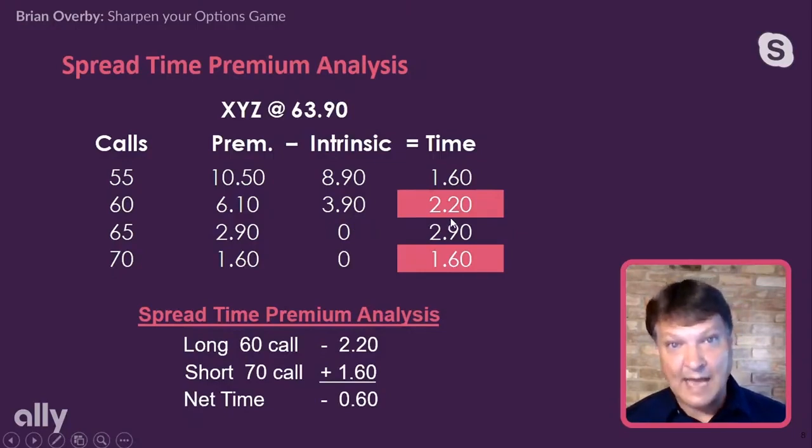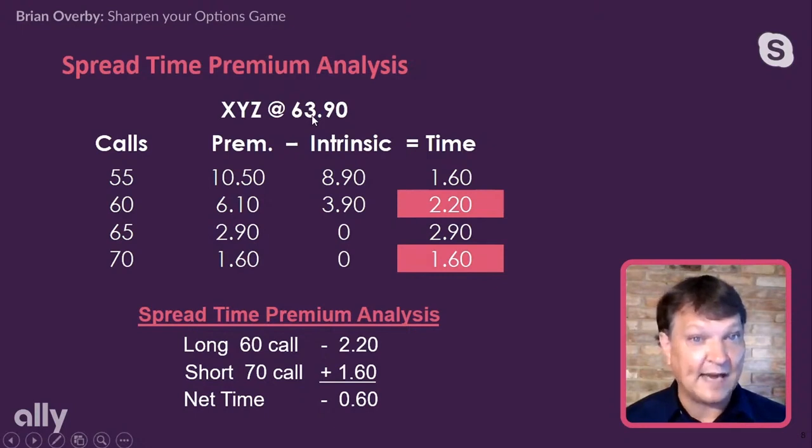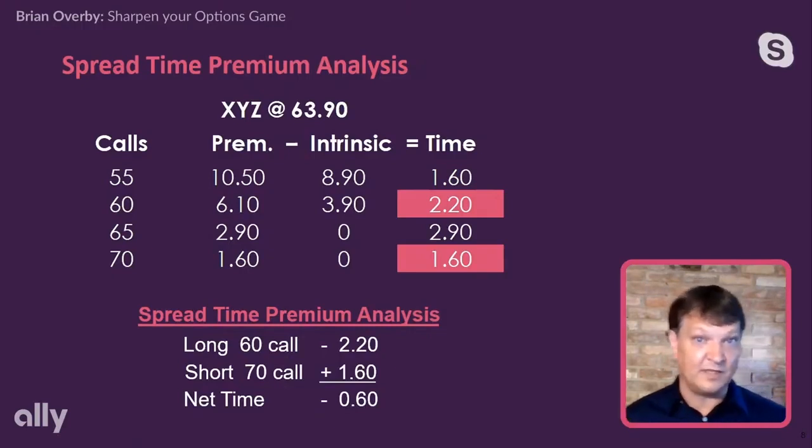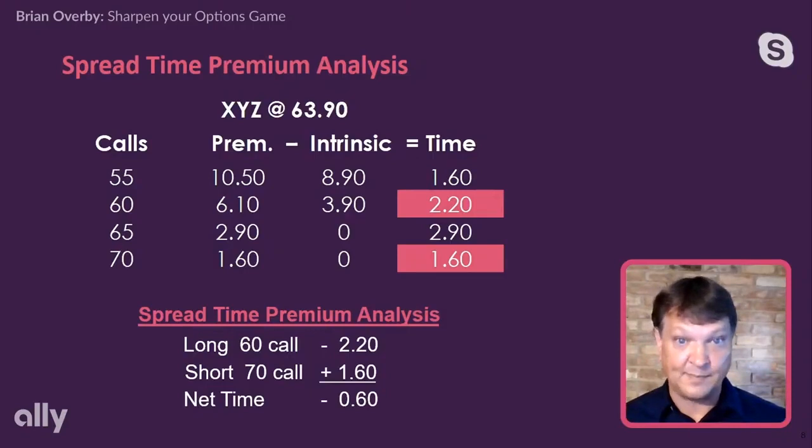The total time value, that means, we paid $6.10 for it. The intrinsic value, if you take the strike price and subtract the stock from that, you get $3.90. So that's real value. If we exercised our option today, we would have $3.90 worth of value in that option contract. The time here then is $2. The total time premium then is whatever's left, and that's $2.20.